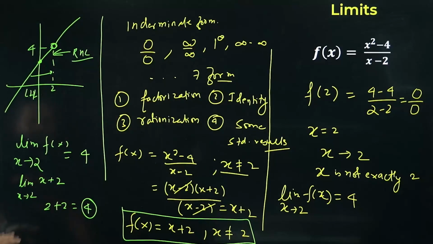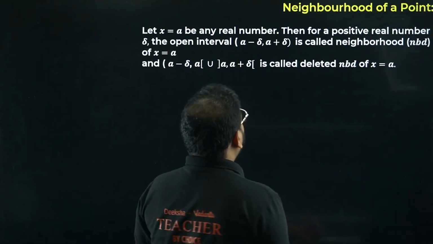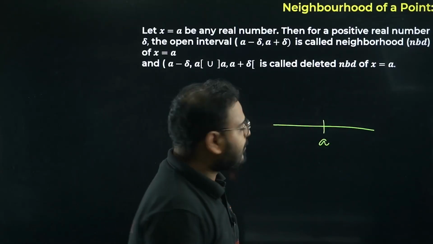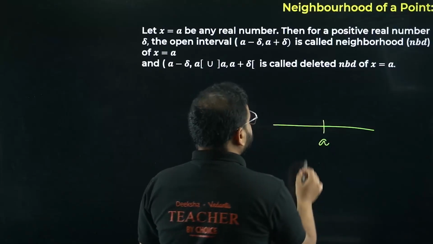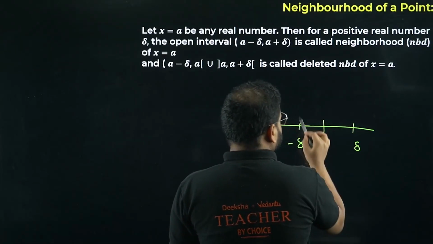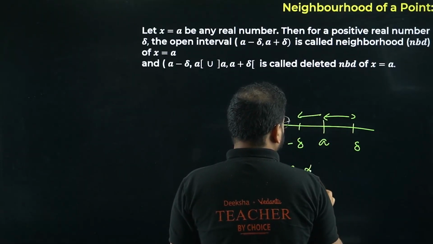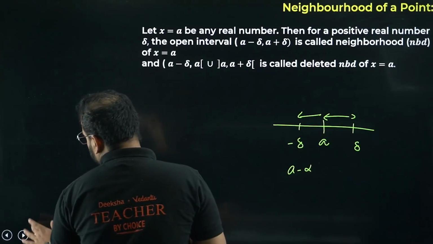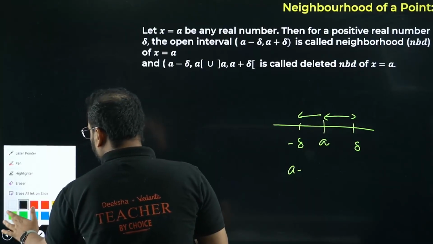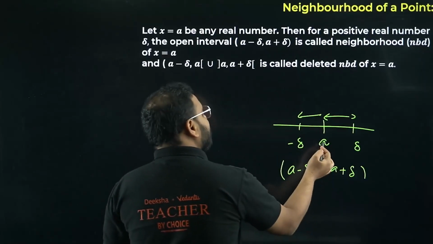Let's move on now. What do we have next? Neighborhood of a point. So I have a point, let's say I have a point A over here. What is the neighborhood of a point? You take a very small value delta over here and you take over here plus delta. This is called the neighborhood of the point. Basically a minus delta to a plus delta, open brackets. A minus delta to a plus delta is called the neighborhood of the point A.